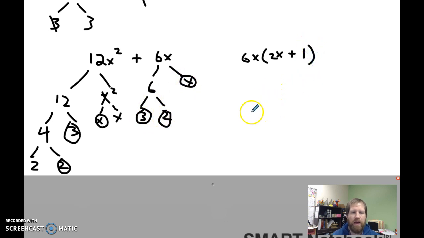Once you've done that, you should go back and check. You should do the distributive property to make sure you didn't make any mistakes. 6x times 2x: 6 times 2 is 12, and x times x is x squared. 12x squared plus 1 times 6x is 6x, and it does turn out the same way.